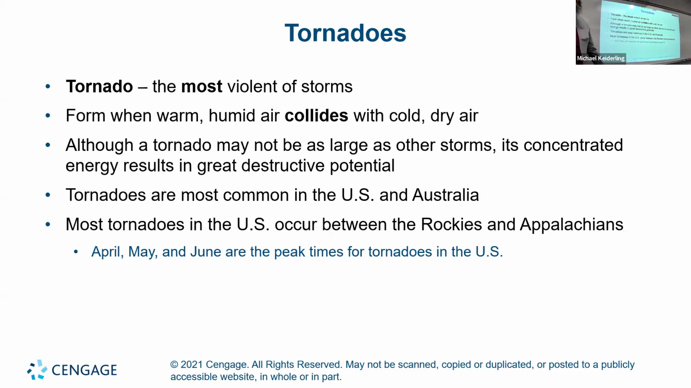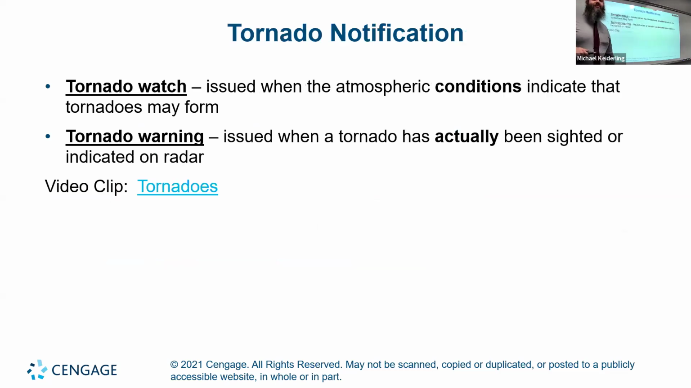Tornadoes are most common in the US and Australia, specifically in the US. Most tornadoes in the US occur between the Rockies and the Appalachians. April, May, and June are the peak times for tornadoes in the US. And we are in that tornado zone. We live in the tornado zone. Tornadoes are a risk we have to worry about.